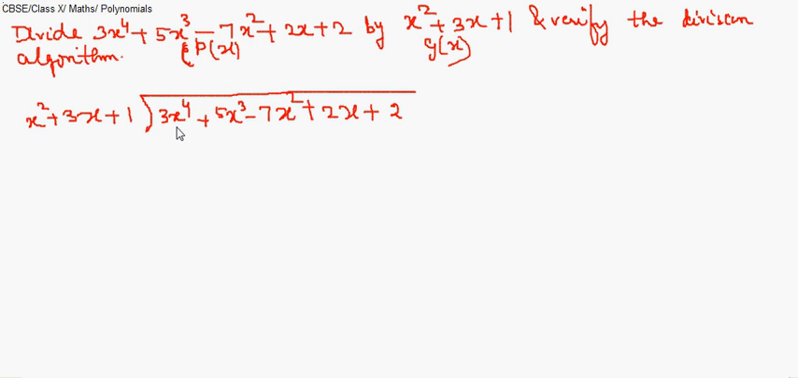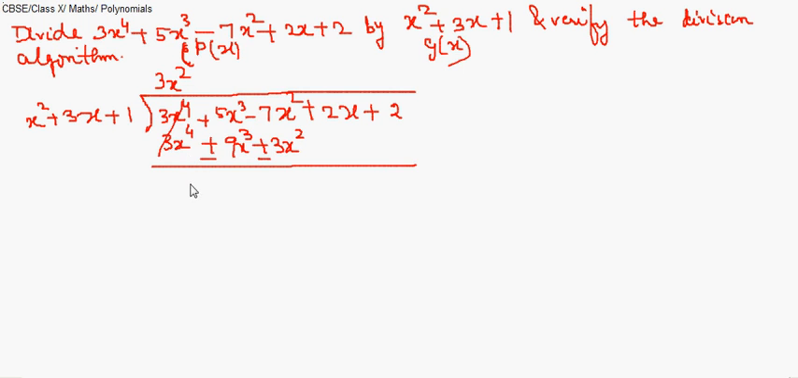So I can max take a 3x to the power 2. That makes it 3x to the power 4. We try to cancel the first term. Secondly, I get 3, 3 is a 9x cube. So I'll just write it below x cube. Then 3x square plus 1, that's giving me another 3x square. You simply continue as a simple division you do. You subtract, that is giving me minus 4x to the power 3. And minus 7x square minus 3x square, that makes this minus 10x square.